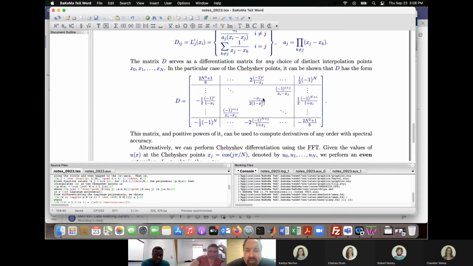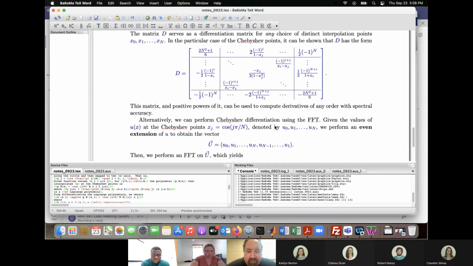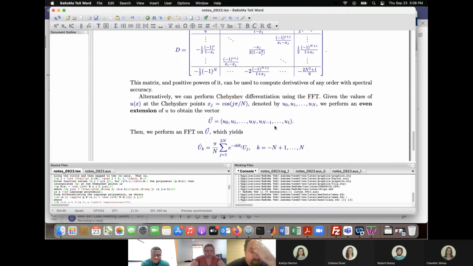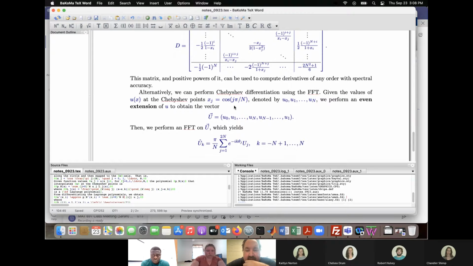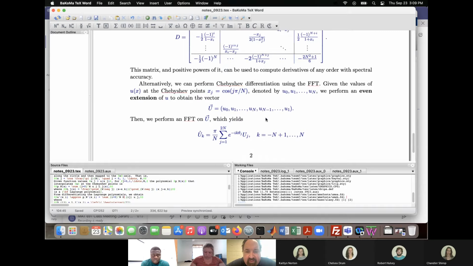Now, this is not so efficient because you're doing a matrix vector multiplication of a full matrix. That's order n squared operations. But it is also possible to use the FFT. The reason for that is, even though u itself is not periodic, if you evaluate at Chebyshev points and do what's called an even extension, so you're reflecting it across the y-axis, and this is what that extension looks like, you can carry out a fast Fourier transform of that.